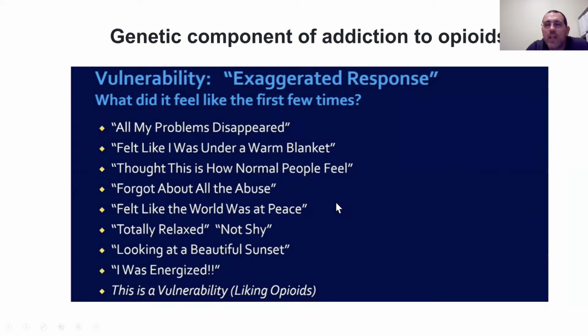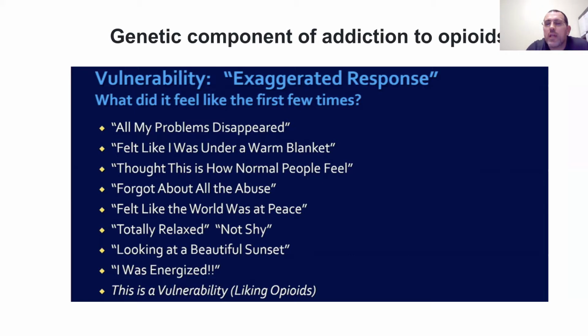So what is it like when someone who might have some of these genetic changes has their first response to having an opioid? What do they possibly say? Common things, if patients are asked, they might say things like, all my problems disappeared, or I felt like I was under a warm blanket.